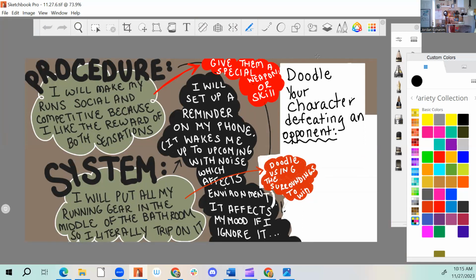So the next part is that you're going to, procedure-wise, maybe give them a special weapon or skill. So I would say to your kids, okay, I want you to doodle your character defeating an opponent. And again, I'm going to be doing it with them. And while they're doodling, I'm going to explain to them that when it comes to defeating your opponent, maybe your first action isn't going to be, well, I'm just going to jump off a cliff and force myself to do the non-preferred task. All right, I'm just going to make myself do it, because that will work, but not always. Sometimes you can get yourself running fast enough so that you can actually make the leap. Sometimes you can't, right? So what is a different procedure that you could potentially do?